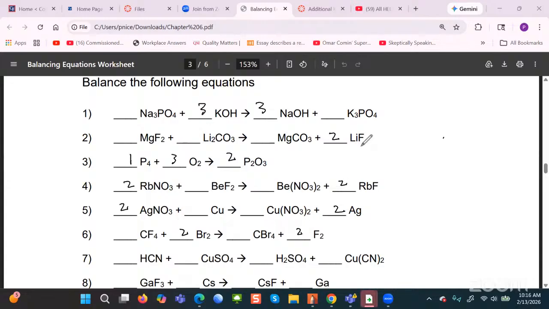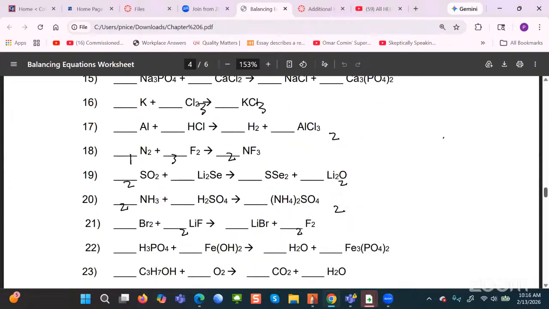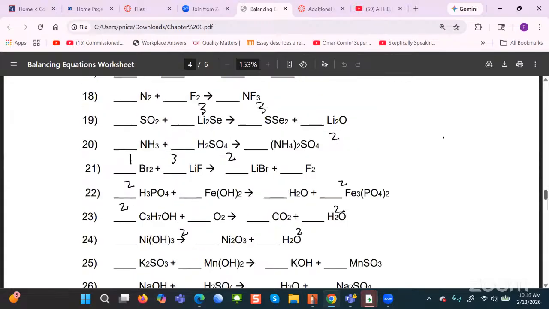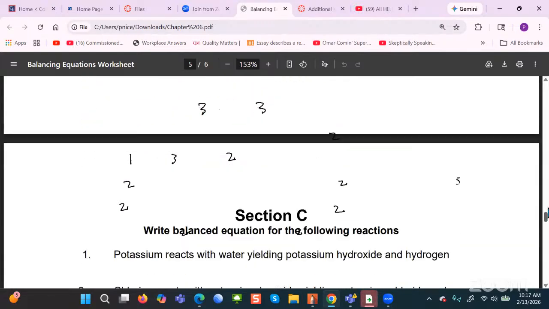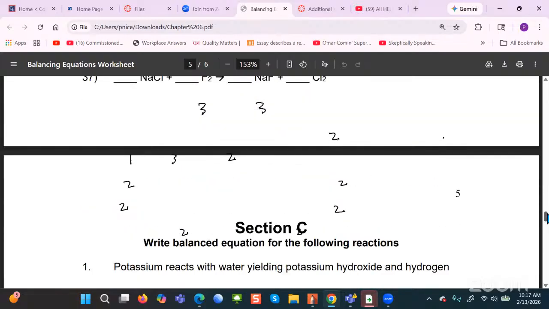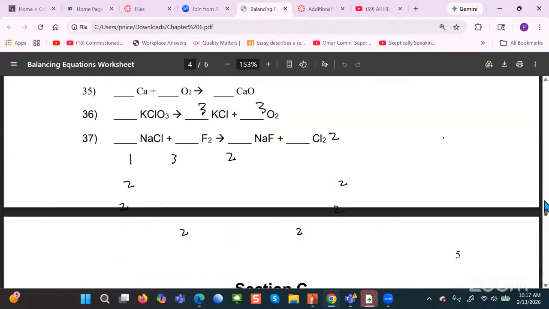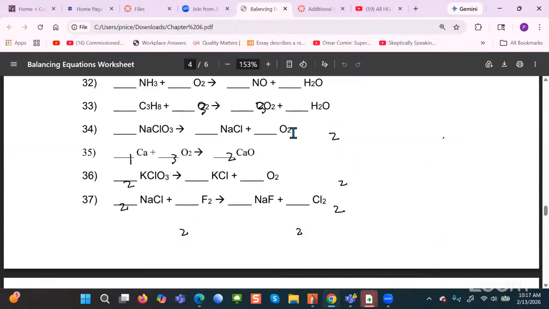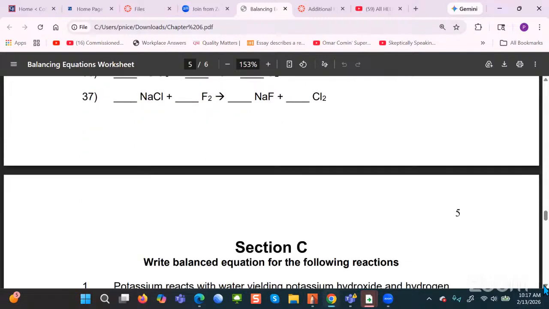All right. So what I'm going to do is leave the rest of section B for you to do, right? As you can see, quite a few problems. A total of 37 equations for you to balance, all right? And of course, if you have any issues while doing them, please feel free to contact me, and I'm more than willing to help you. Let me just see what section C is.